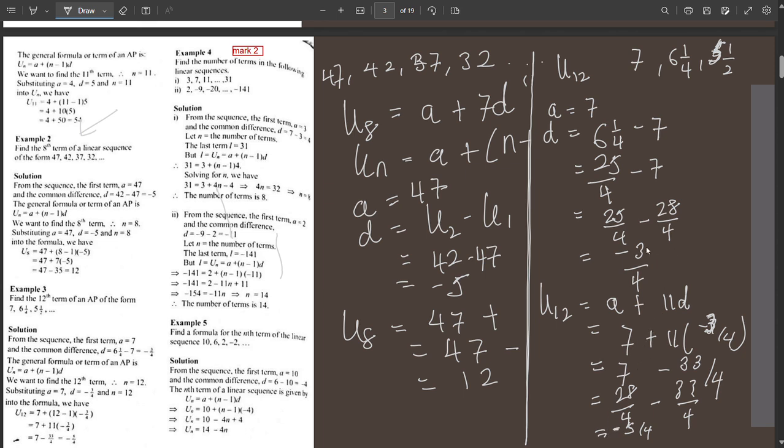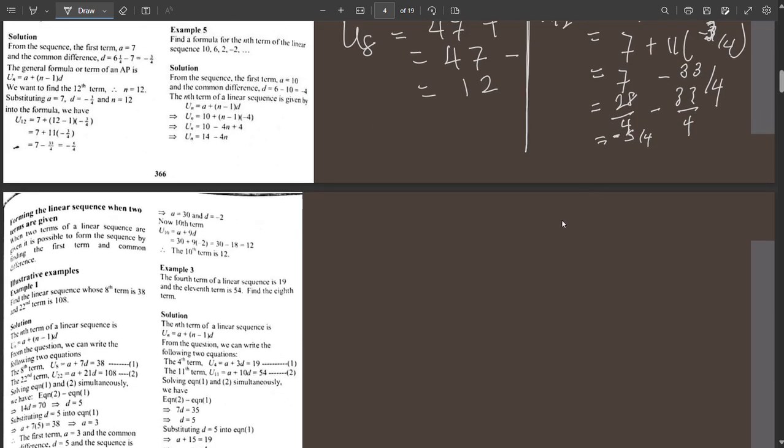So always don't forget, you have to submit your work well. You submit it like this. Therefore, the 12th term is equal to negative 5 over 4. That's all. And don't forget that it's an exam. It's not like you're solving for yourself. You're preparing for an exam. So you have to submit your work well.